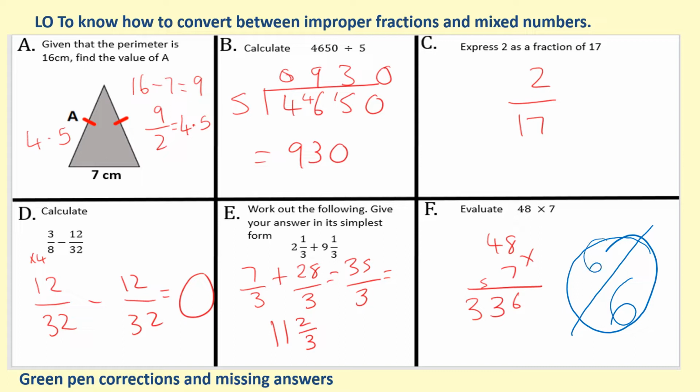Hopefully it's 6. If you've answered question A correctly, that means you know how to find the length of the side of a triangle, given its perimeter. You know how to do the long division, well, short division, if you have answered question B correctly. If you have answered question C right, you know how to express one number as a fraction of the other. This one was actually from a previous lesson, so if you've done that right, well done.